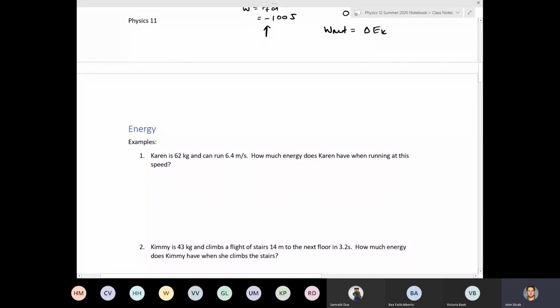So how much energy? It's not asking what type of energy, but we should realize that we have mass and we have velocity, that's EK. So EK equals 1/2 mv squared. And then we're just going to plug that in: 1/2 times 62 times 6.4 squared. And that is, let's just call it 1,300 joules. Okay, that one's easy.